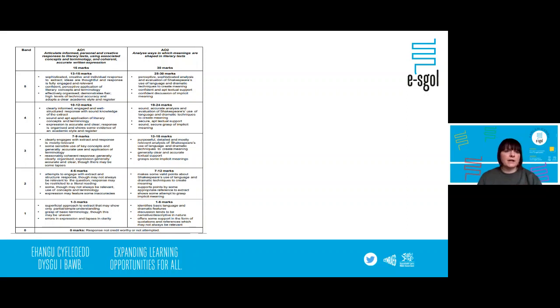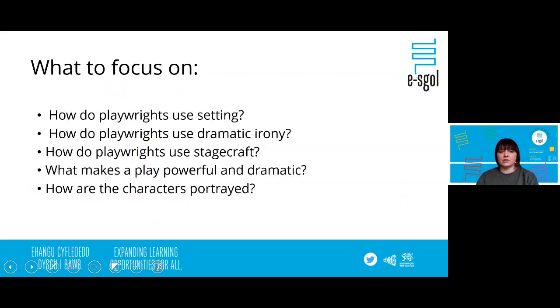So if you remind yourselves of the weighting of 15 marks for AO1 and 30 for AO2, one thing I want to draw your attention to is that in every aspect, whether you're in band 1 or band 5, there is this comment on dramatic techniques, dramatic features, okay? So we have to remember that we are approaching this as a drama rather than as a written sort of prose text, okay? So how playwrights use setting is something that we need to focus on.